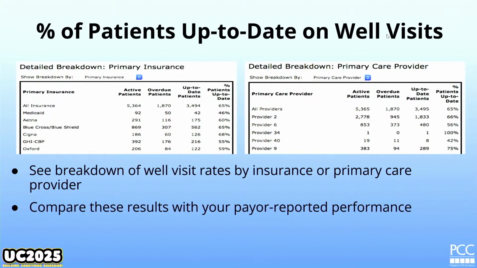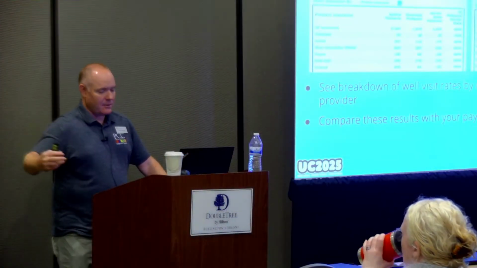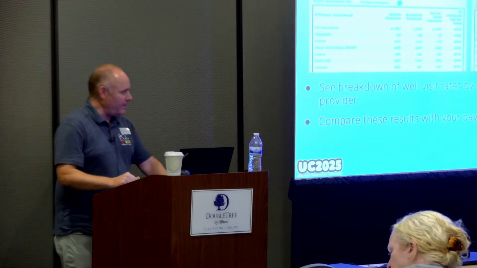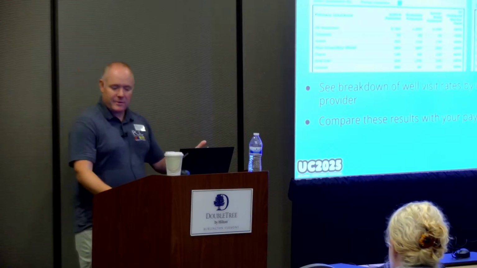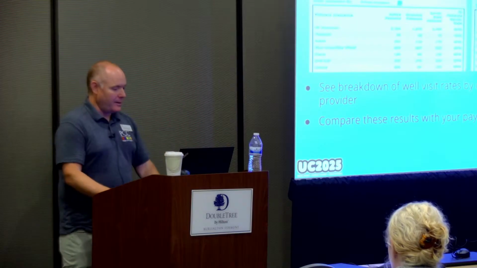You can do it by provider. Does one provider, and this is by primary care provider assigned to patients, have better well visit rates than another? You can break this all down by race, ethnicity, sex, and other criteria as well. So you can get to this from the detailed breakdown link in the dashboard. On the well visit rates measure page, you'll see a link for detailed breakdown.